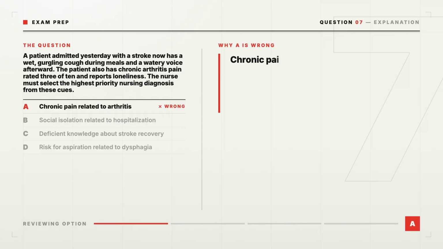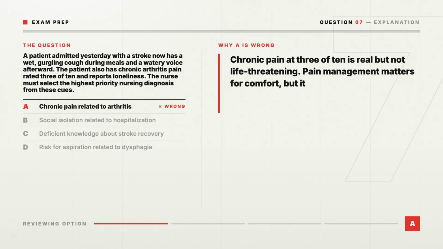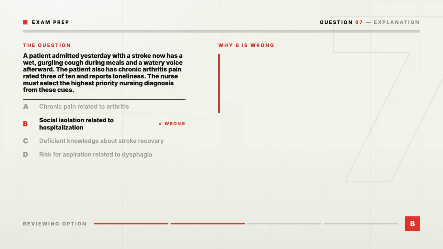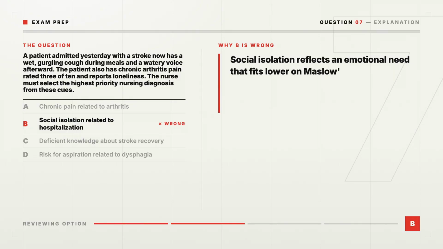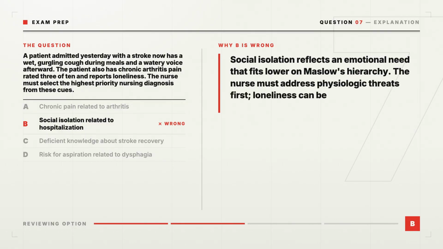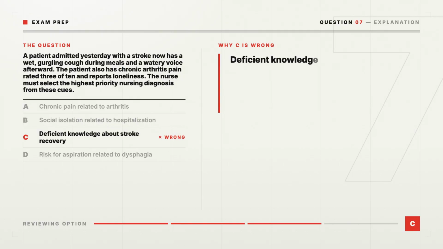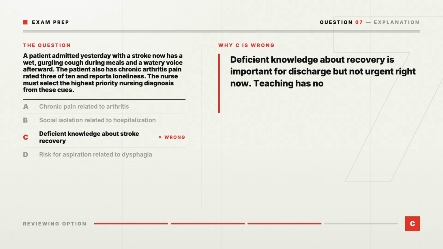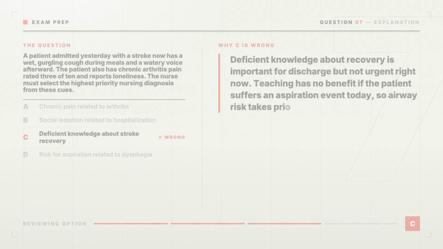A is wrong because chronic pain at 3 of 10 is real but not life-threatening. Pain management matters for comfort, but it does not override an active threat to the airway from the patient's new swallowing problem. B is wrong because social isolation reflects an emotional need that fits lower on Maslow's hierarchy. The nurse must address physiologic threats first. Loneliness can be supported once the patient is medically safe to swallow. C is wrong because deficient knowledge about recovery is important for discharge but not urgent right now. Teaching has no benefit if the patient suffers an aspiration event today, so airway risk takes priority over learning needs.